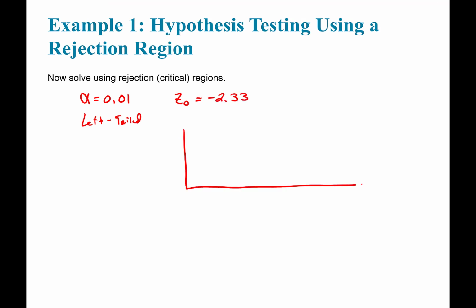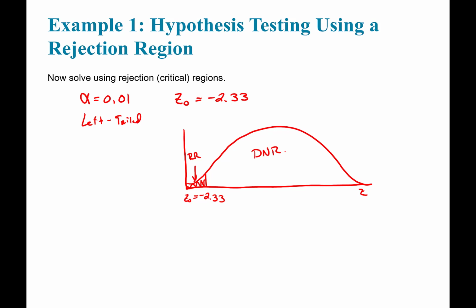So then we sketch out our region. If this is our Z distribution, Z naught is negative 2.33. Everything that lies to the left of Z naught is our rejection region. Everything to the right of Z naught is our do not reject region, or our fail to reject region.